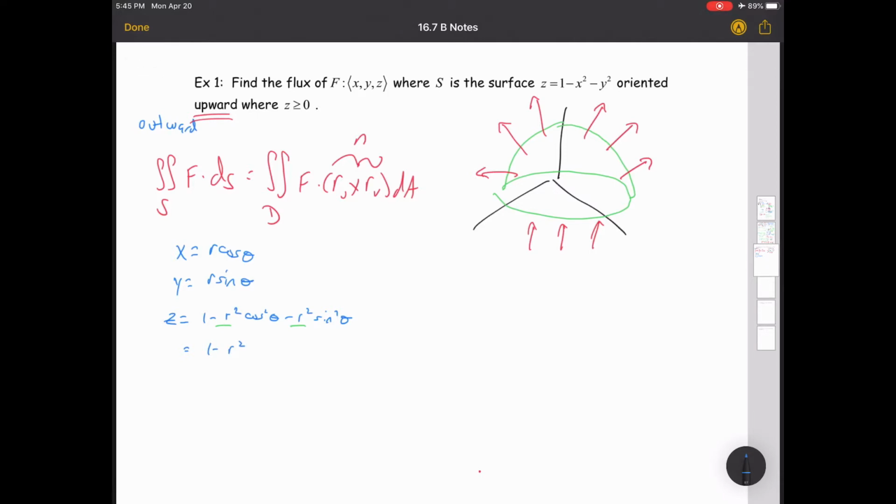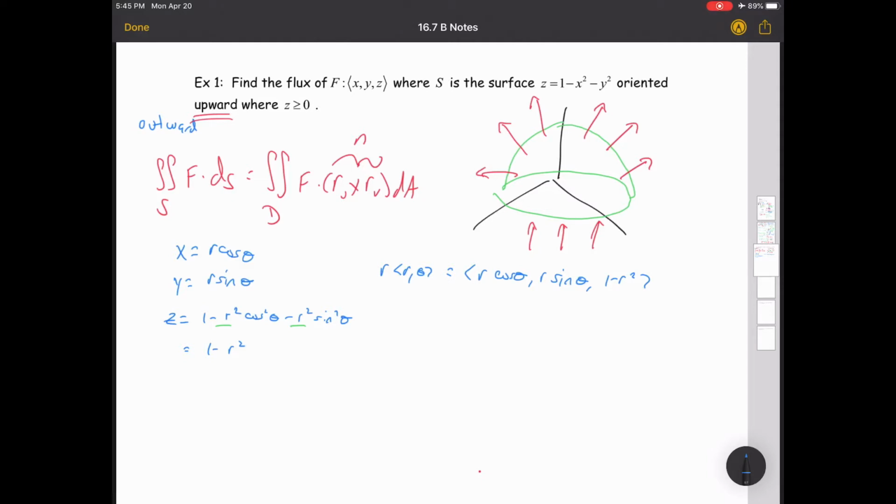And this is going to be your r of r and theta. Those are going to be your variables here. So it's going to be r cosine theta, r sine theta, 1 minus r squared. And again, it's important that we write this in parameterized form. That way we can actually find out what the flux is.